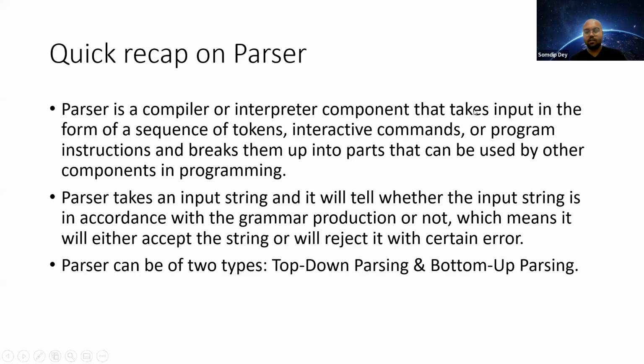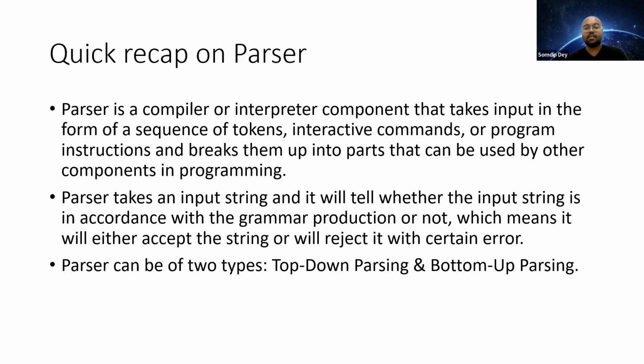So, a parser is technically a compiler or interpreter component that takes input in the form of a sequence of tokens, interactive commands, or program instructions, and breaks them up into parts that can be used by other components in programming. Now, that's the general definition. But because we are learning about compilers, in a compiler the parser takes in the tokens and outputs either a parse tree, which is also called a concrete syntax tree, or an abstract syntax tree. These are also forms of intermediate representation code, which will be further used by the components of the compiler for further processing.